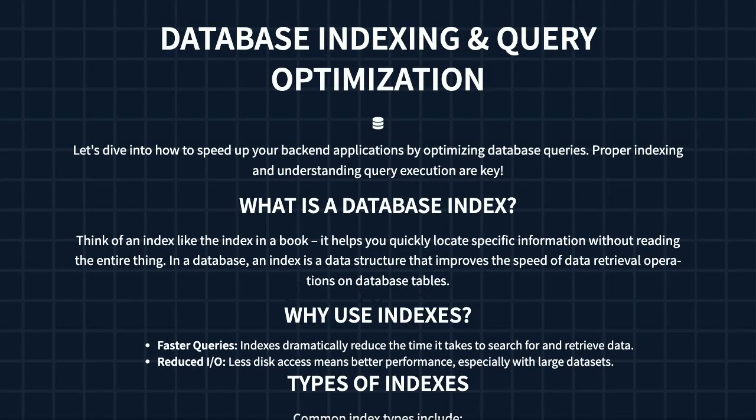Okay, let's talk about making your database queries super fast. We're going to cover database indexes. Think of them like the index in a book. They help you find information quickly without having to read every single page. Indexes are data structures that speed up searches. They're really important because they reduce the time it takes to retrieve data and lessen hard drive access. There are different types of indexes, like B-tree indexes, which are great for searching, and hash indexes for equality checks.